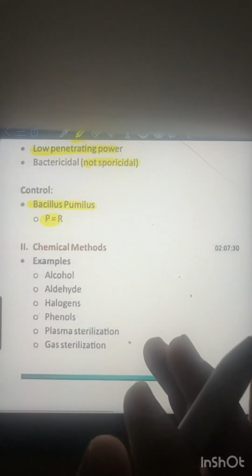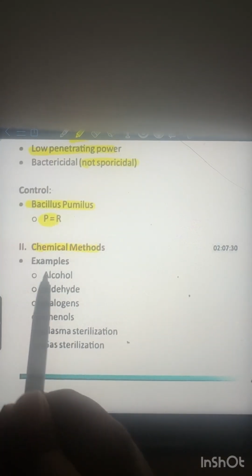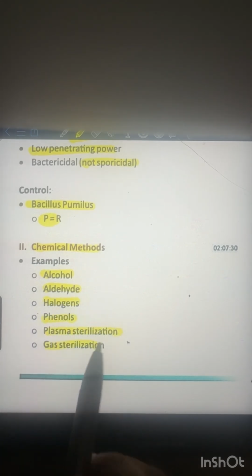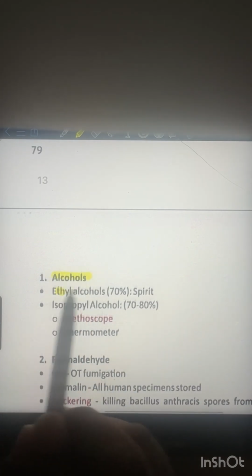Now I can move on to the chemical methods. What all am I going to have in the chemical methods? Alcohols, aldehydes, halogens, phenols, plasma, and gas sterilization. Quickly, let's go through it. First and foremost, let me start with alcohols. What all do you have to know under alcohol? Ethyl alcohol 70%, isopropyl alcohol 70%.